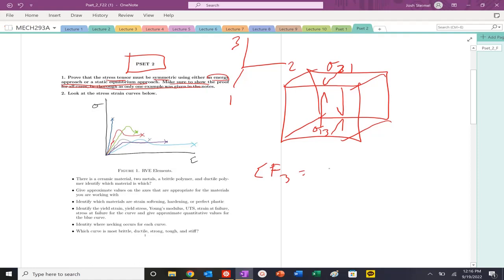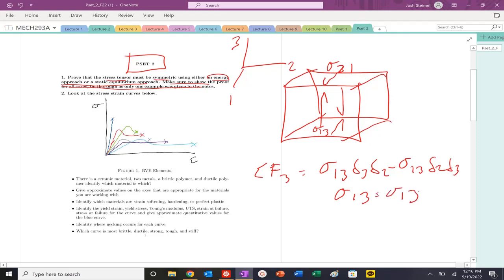We know that a stress is force per unit area, so we need to multiply by the cross-sectional area. So our positive sigma 1, 3, pointing in the positive 3 direction, times the area on which it's acting, which is delta 1 times delta 2, minus sigma 1, 3 in the other direction, times delta 1 delta 2. That's basically a trivial result, but an important result nonetheless. Equal and opposite makes sense, so that holds true. That looks good to us.